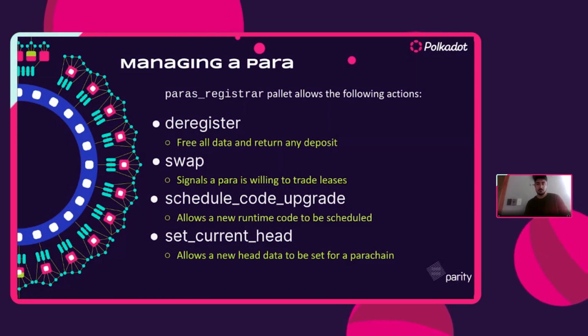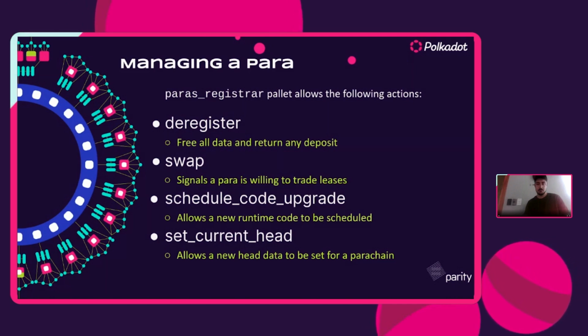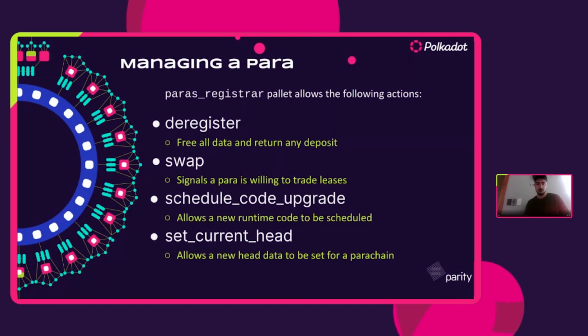These four extrinsics will check that the origin, the signee, is either the parachain itself, the manager, or root. In case of being the manager, of course, the state of the parachain needs to be unlocked. If not, the manager will not be allowed to do these actions. And that's the only case where the lock is checked. But if the para is the origin or root, then these actions will be permitted.